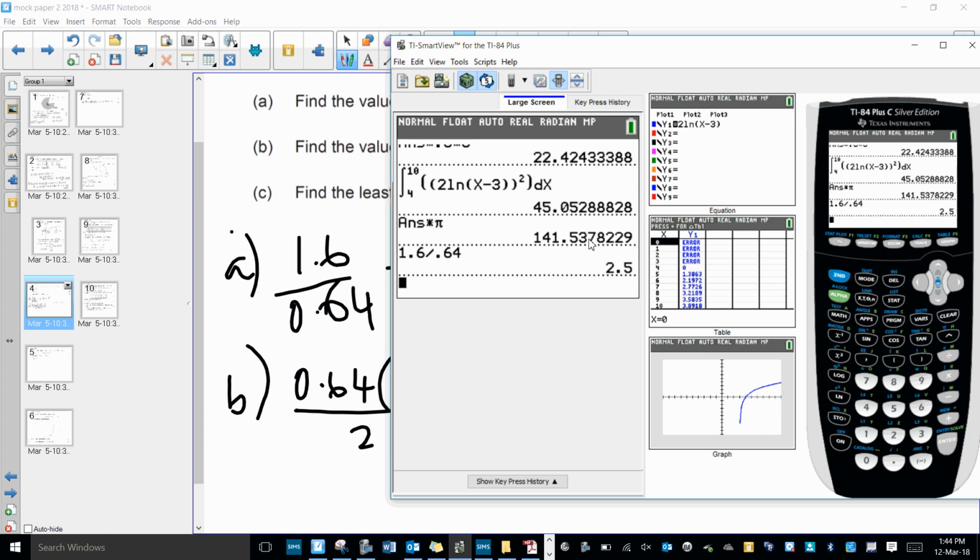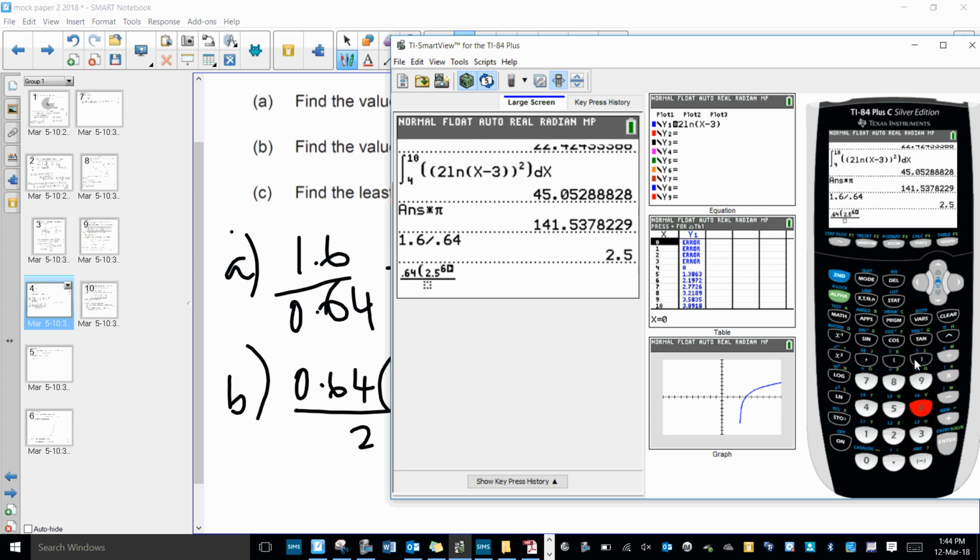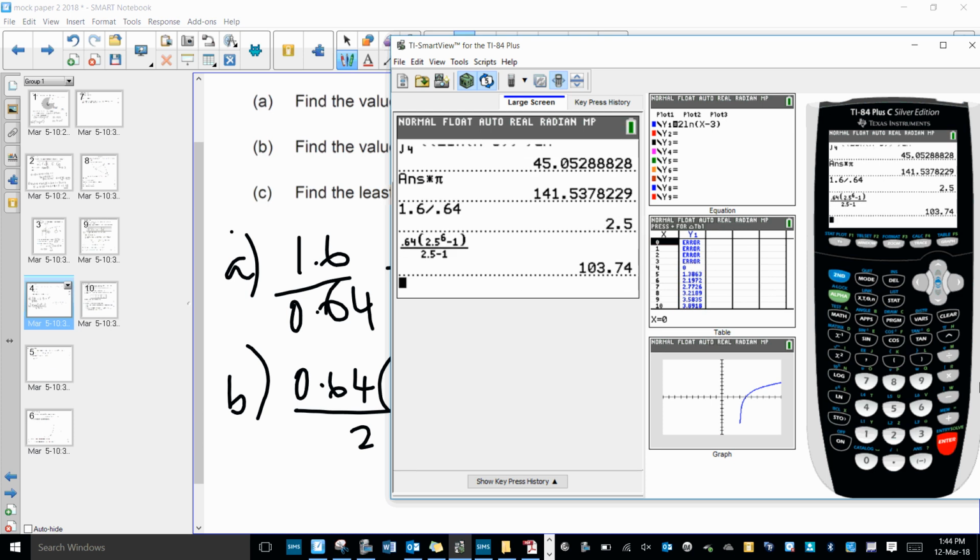So I'm going to do it as a fraction, so I've got my division correct. So I've got 0.64 bracket 2.5 to the power 6, take away 1, close bracket, and on the bottom 2.5 take away 1. So it's 103.74.